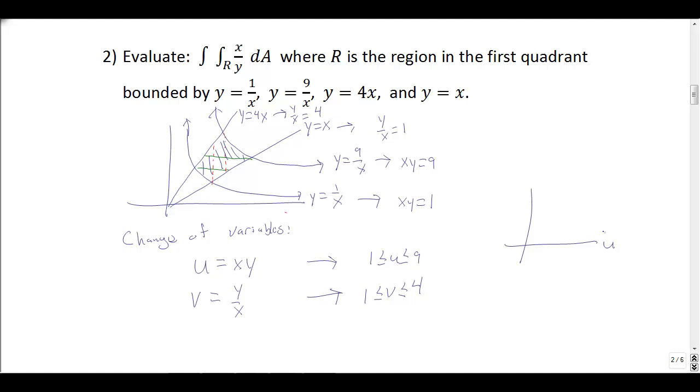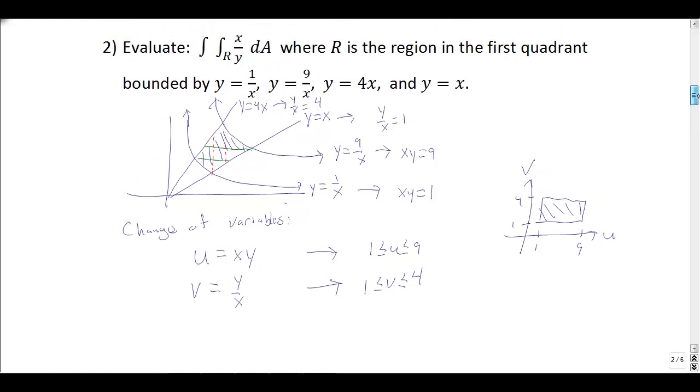In my new region, it's really easy to integrate. If I do this in the UV plane here, u goes from 1 to 9, v goes from 1 to 4, and the region that I'm trying to integrate over is just this rectangle. So I just use these bounds. I'm going to get a really simple integral if I can do the change of coordinates reasonably. So I need to find a Jacobian and this kind of thing.